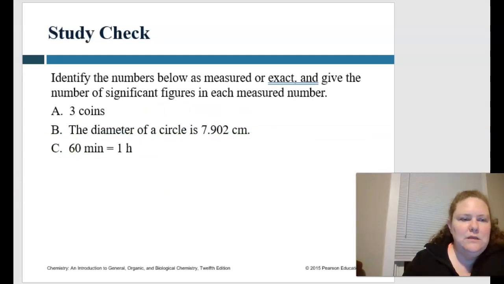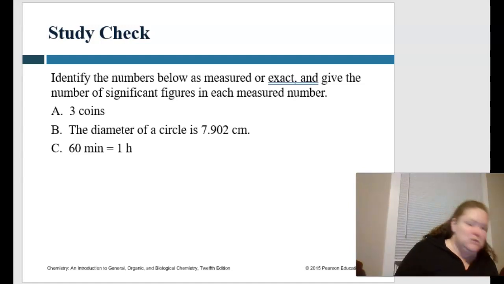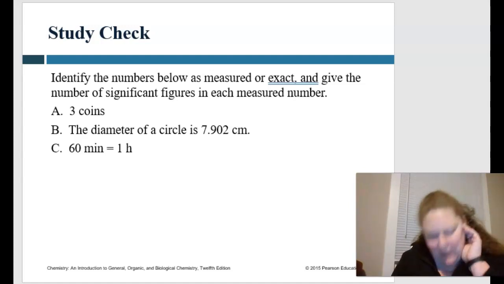So, doing another little study check for you guys. Identify the numbers below as measured or exact, and give the number of sig figs in each of the measured numbers. So, take a second to do that. I'm going to see if my cat would come up and play.